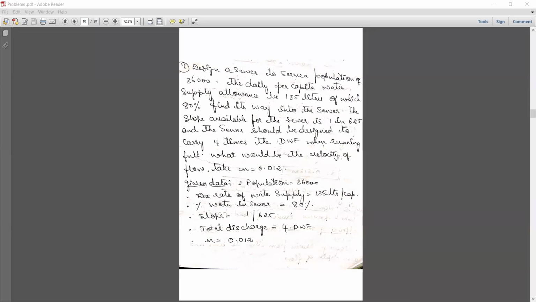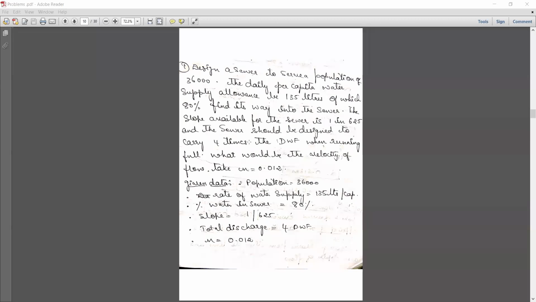So 135 liters per day, of which 80% of the water supply finds its way into the sewer. So the factor we are multiplying is 0.8. The slope available for the sewer is 1 in 625. So 1 by 625 is the slope.